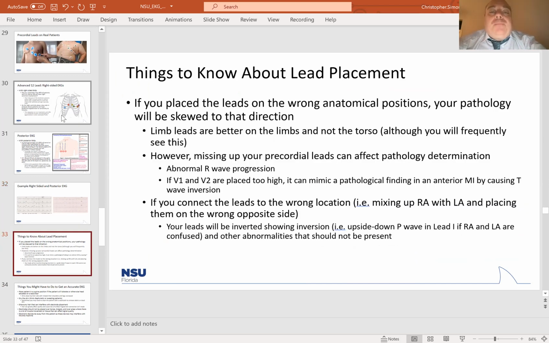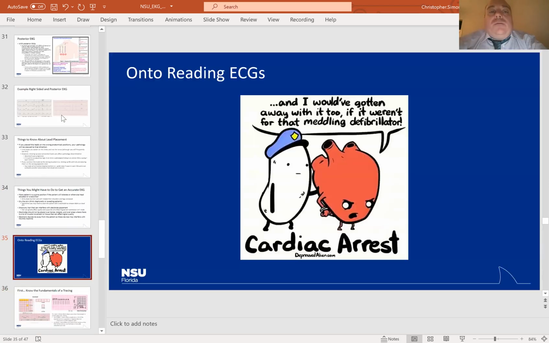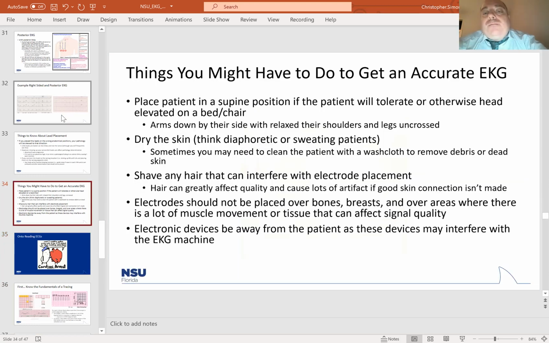Okay. All right. So let's see, what else do we got here? Just kind of briefly throwing some things out there with the leads. Make sure that you have a good contact between the electrode and the skin. If the skin is wet, there's a lot of hair.